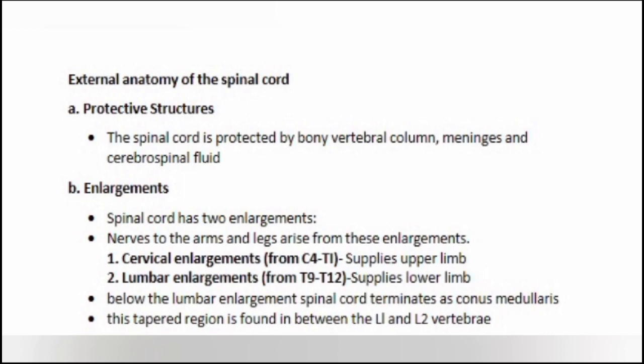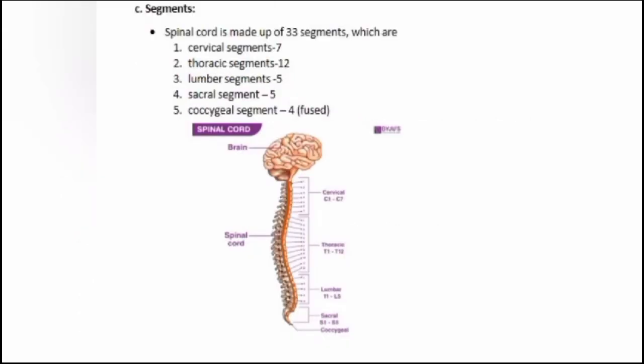So next we can learn about the segments of the spinal cord. It consists of 33 segments. In this picture you can note it down, right? 33 segments, that are cervical segments, thoracic segments, lumbar segments, sacral segments and coccygeal segments. Cervical and lumbar supply the nerves to the upper and lower limb. Means cervical will supply the nerves to the upper limb, and lumbar will supply the nerves to the lower limb.